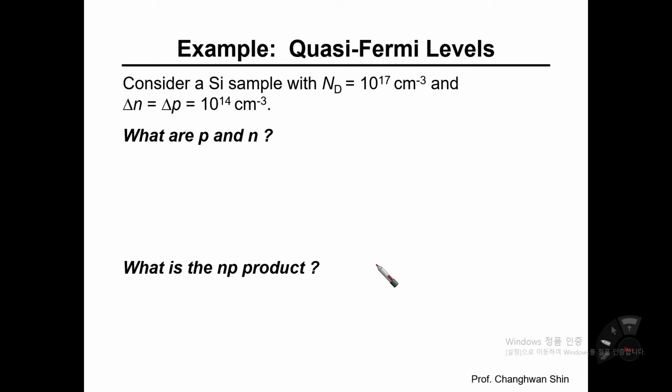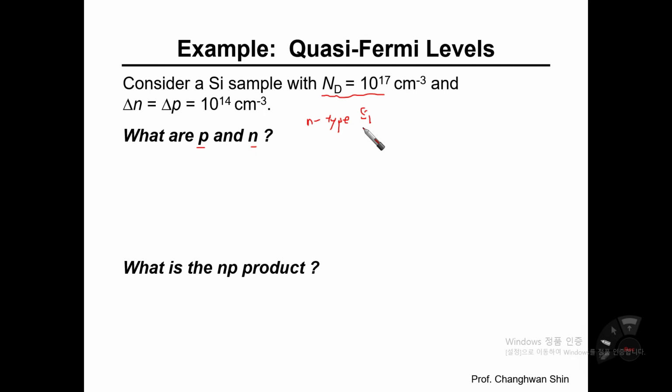Let's consider a silicon sample with a doping concentration N sub D of 10^17 per cubic centimeter, and the excess carrier concentrations are 10^14 per cubic centimeter. What are the p and n? First, this silicon sample is doped with donors, so this is an n-type silicon sample. And the question is p and n.